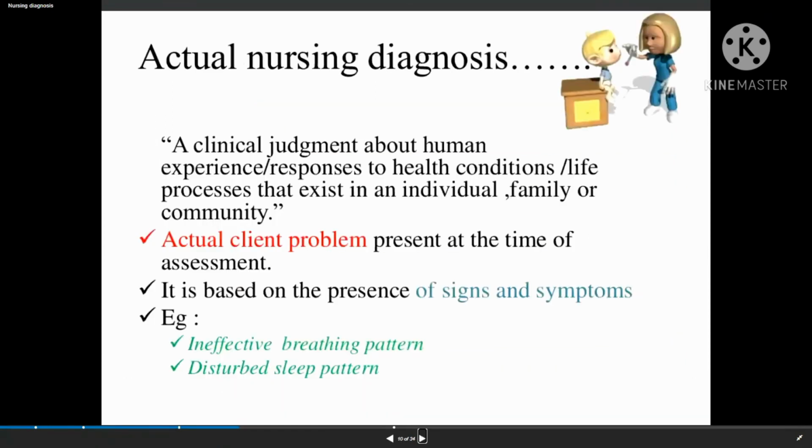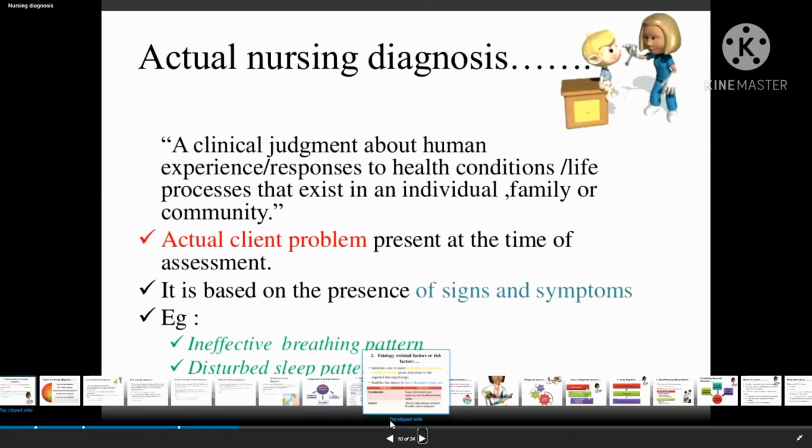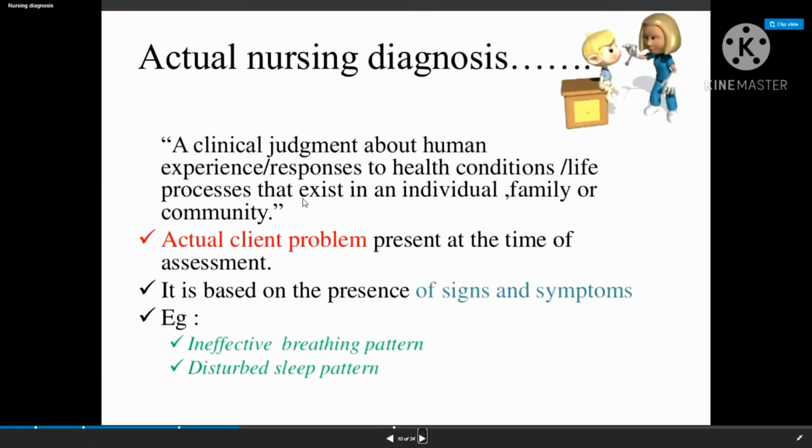Now, what is an actual nursing diagnosis? It is a clinical judgment about the human experience's responses to the health condition. It is the actual client problem. What is the client's present problem?